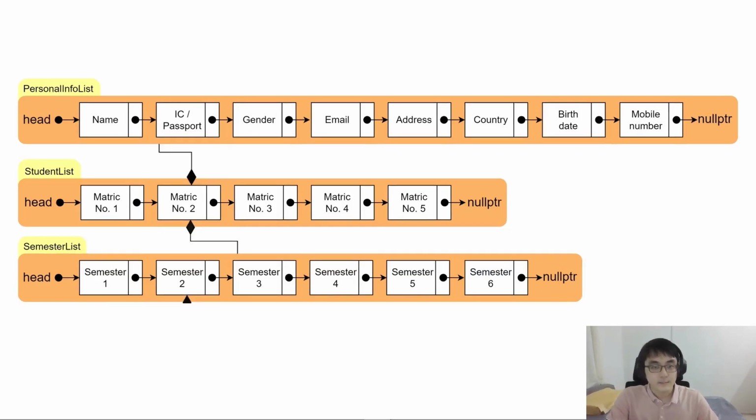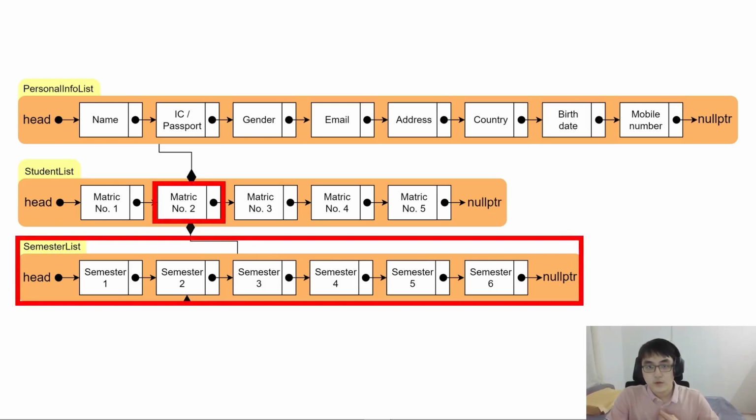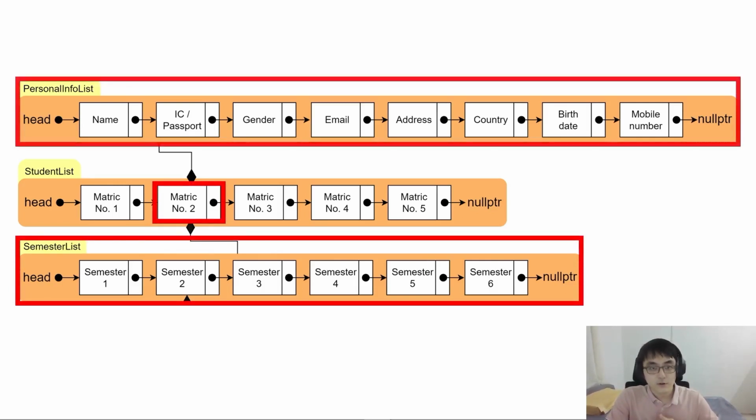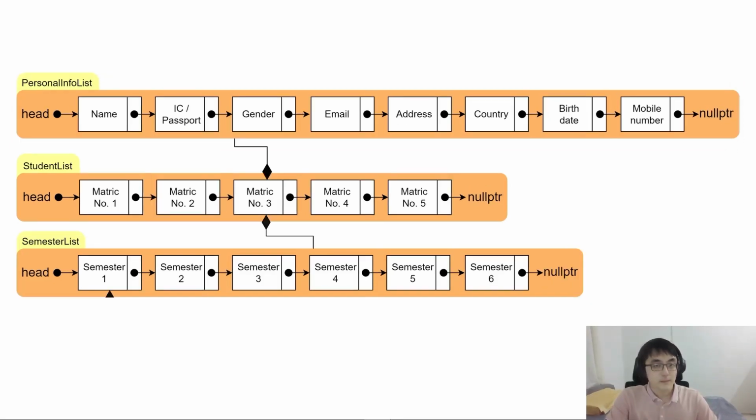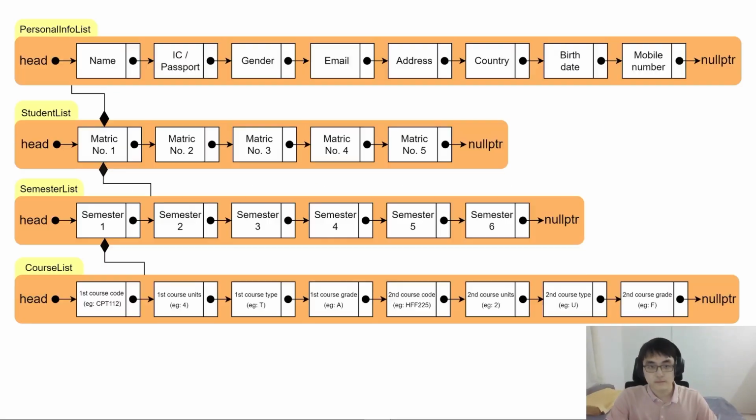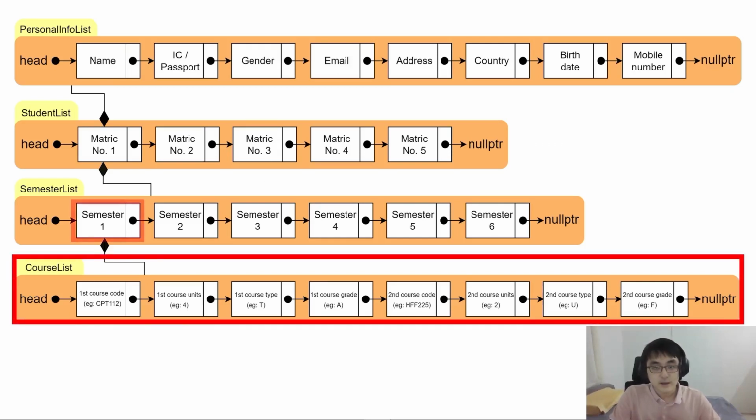Here is another example. For the second student, you can see that both the composition arrows have been shifted to metric number 2, which means now we are accessing student with metric number 2 to access his or her personal info list and semester list. The same goes to metric number 3 and metric number 4 and so on. By expanding the image again, you can see that there is another nested linked list after the semester list, which is the course list. Each semester node in semester list has its own linked list of course list.